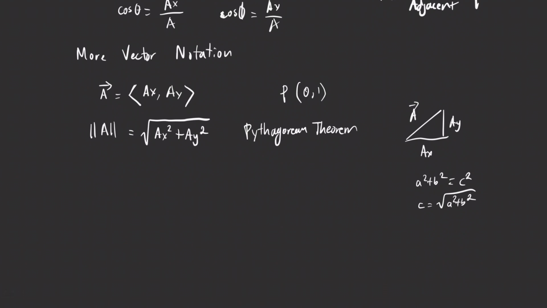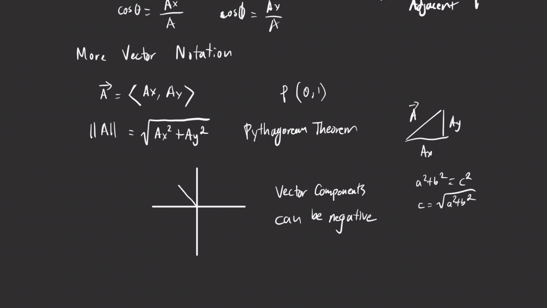Now, for this next part, I'm going to go ahead and draw out 4 quadrants, because vector components can be negative. So not everything exists in this first quadrant here. So say we had a vector that looks like this.